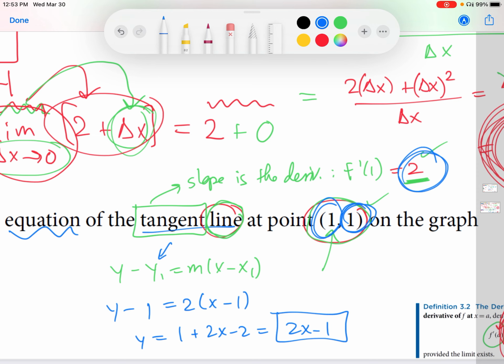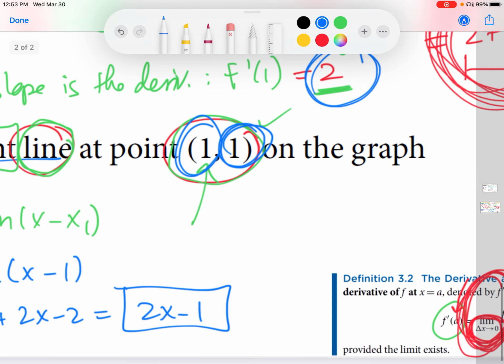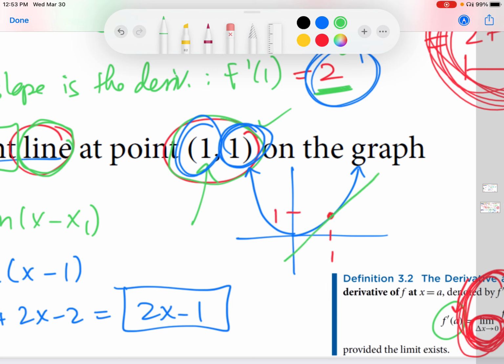So now, if I were to go back and draw the picture all over again of my y equals x squared graph that passes through 1, 1, now not only do I know that the slope of this tangent line is 2, I also know that the equation is the thing we just calculated, 2x minus 1.